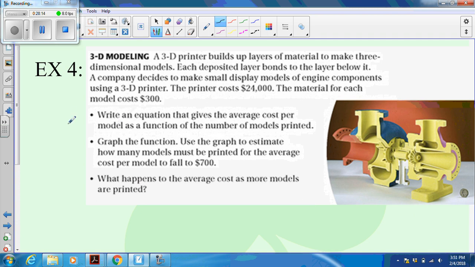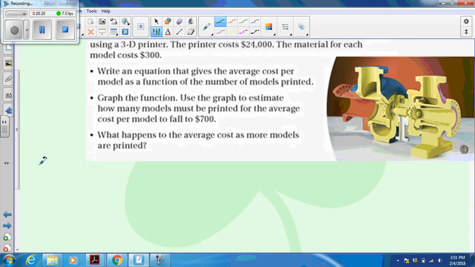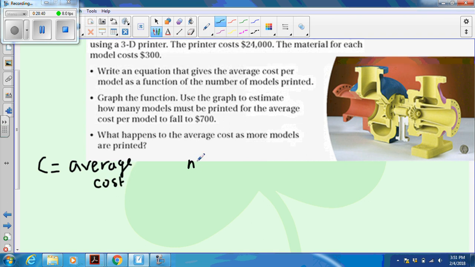Our first thing we need to do is write an equation that gives the average cost per model as a function of the number of models printed. So the first thing is we need to identify our variables. So here I'm going to use C, and that's going to represent our average cost, while M is just going to be the number of models.